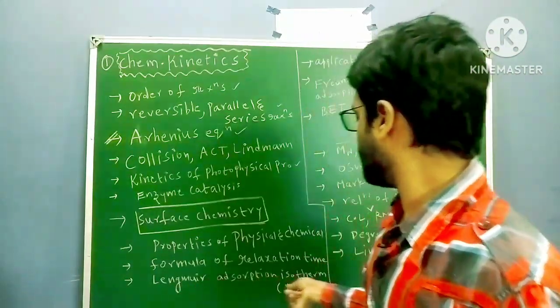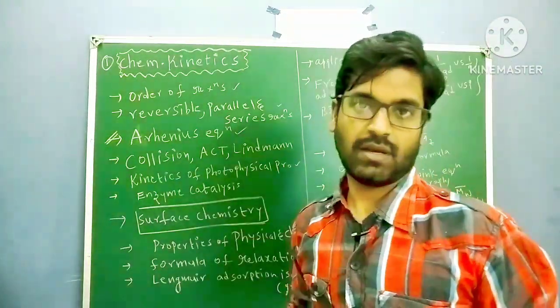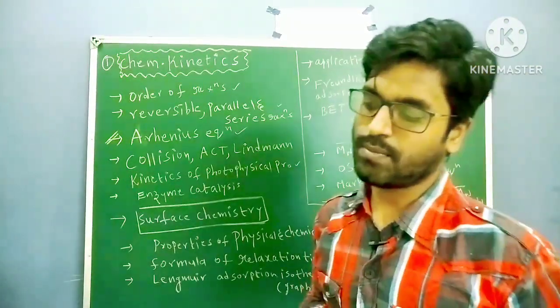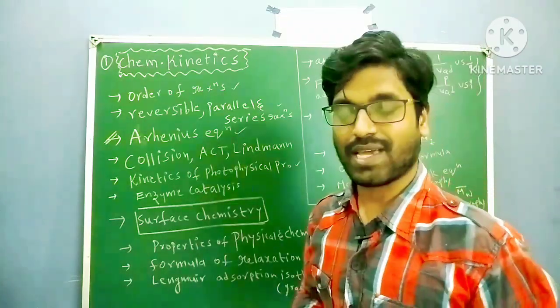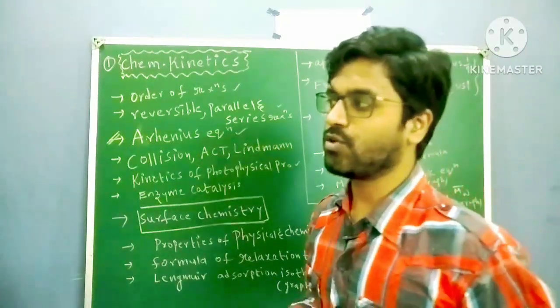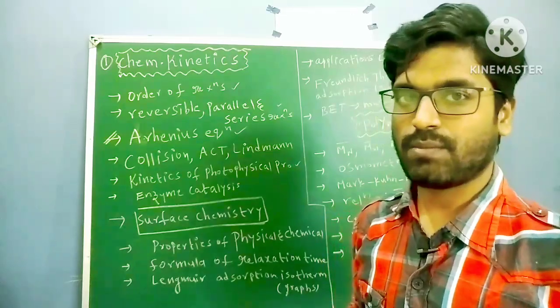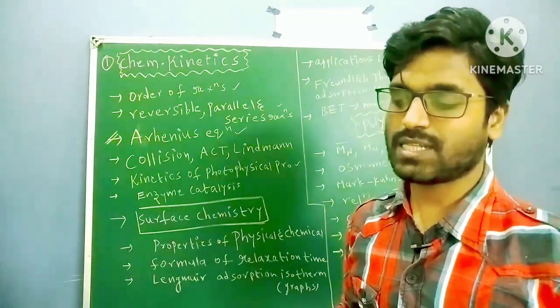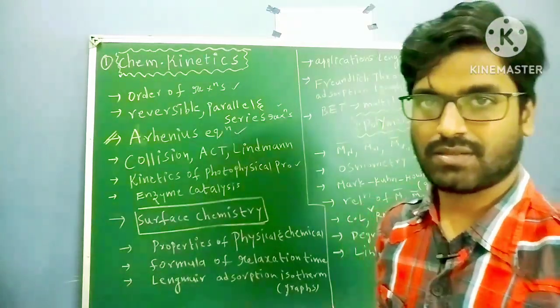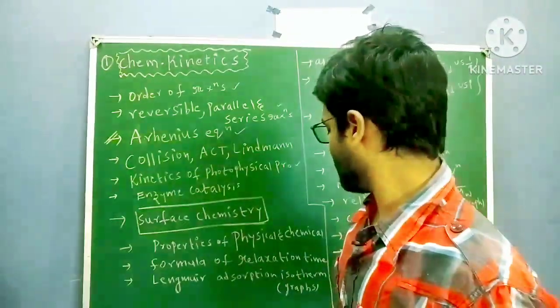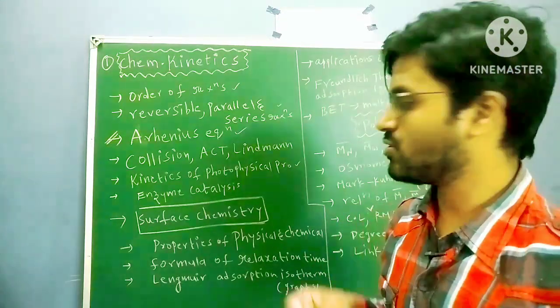Next, Langmuir adsorption isotherm along with graphs. Okay, here also in the Langmuir adsorption isotherm you have mainly two formulas, that is theta equal to Kp by (1 plus Kp), and Kp equal to theta by (1 minus theta). You have to remember that, right? You can expect questions on both the formulas, definitely. And the next one is graphs of the Langmuir adsorption system, very, very important.